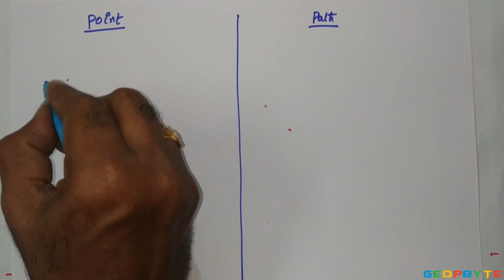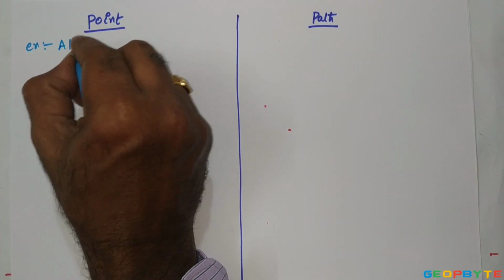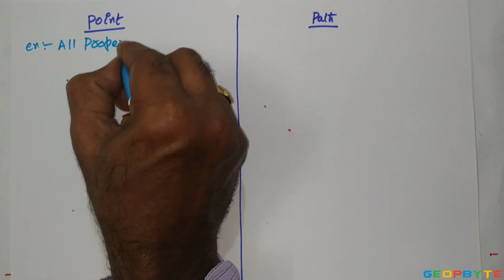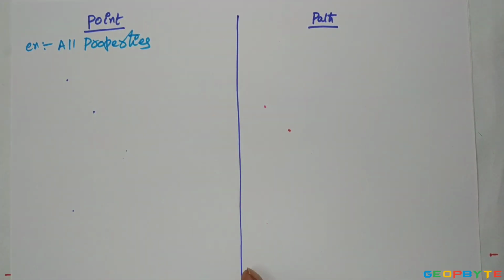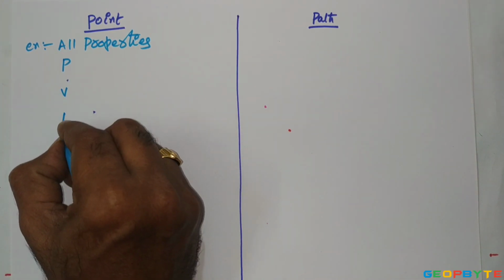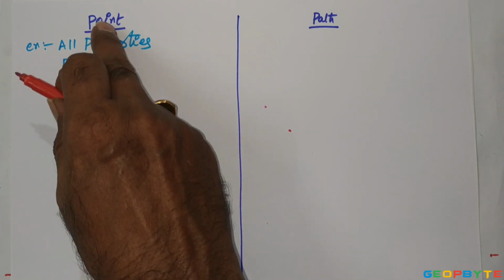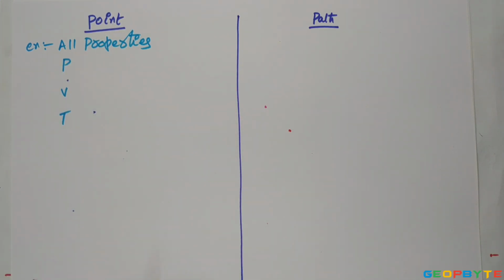Is called point function quantity. Example for point function quantity: all properties. All properties are coming under the point function quantities. Point function quantities are also called state function quantities, namely pressure, volume, temperature, entropy, enthalpy, internal energy. These are all the properties of the thermodynamic system. All these properties are coming under point function quantities.